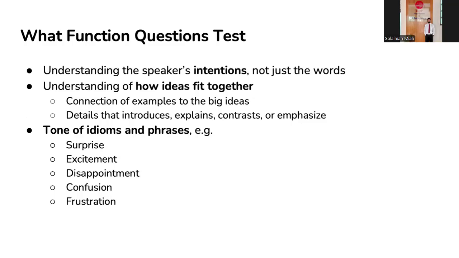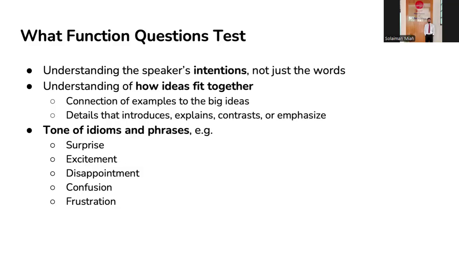It's not enough to just hear the details of an example. You need to understand what role it plays. Does it introduce a topic, clarify a definition, contrast two ideas, emphasize something important? But the second category is less about connection and more about tone. You might hear idioms or phrases that express surprise, excitement, disappointment, or other feelings. The test isn't asking you to guess hidden meaning. Instead, it's checking whether you can understand how the speaker uses a sentence or idea in context.